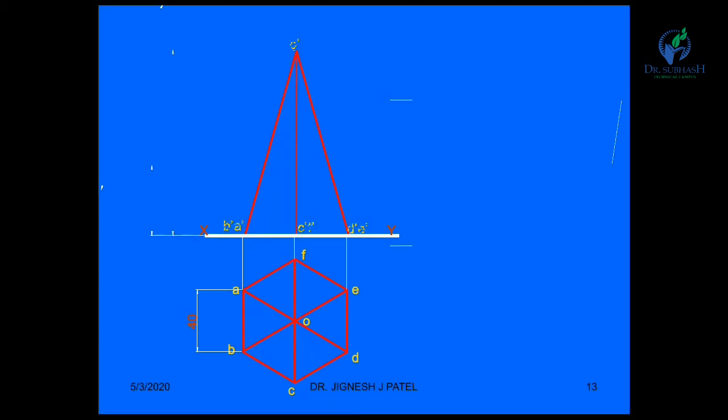So first of all, draw the XY line. Now draw a regular hexagon in the top view. Side is 40 mm. Name it A, B, C, D, E, F and apex O. Join all the corners and find the apex O here. Now draw its front view as per the given height: A dash, B dash, C dash, F dash and D dash, E dash and O dash. The height is 120 mm.